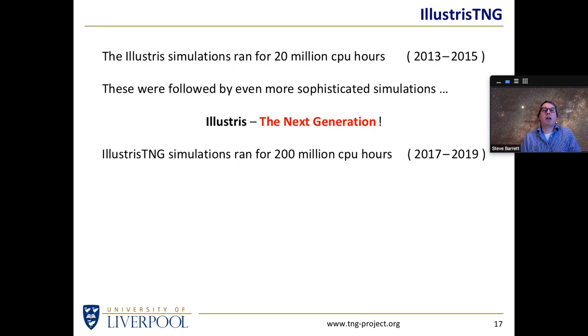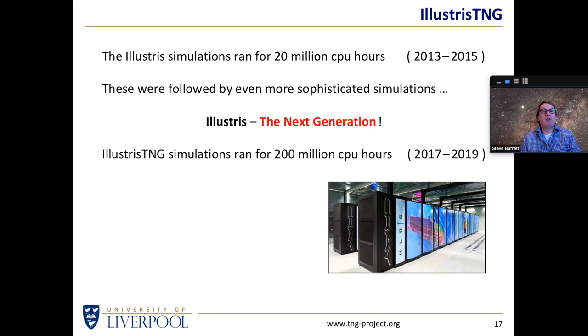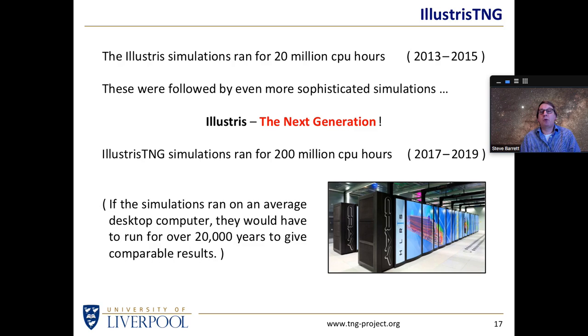The TNG simulations ran for something like 200 million CPU hours, and you can see that they completed a couple of years ago or so. They ran on a Cray supercomputer because, of course, if you run it on an average desktop computer, these simulations would have to run for perhaps 10 to 20,000 years for the simulations to give meaningful output. So you really do need these supercomputers that are capable of many trillions of calculations a second in order to get meaningful output of these simulations.